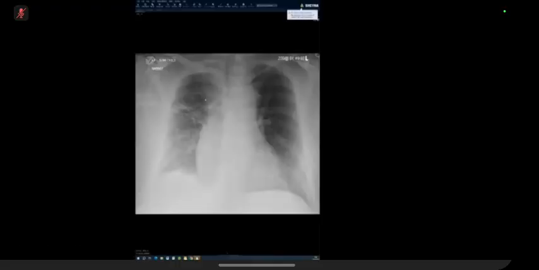So this one, don't worry about the diagnosis straight away. Just focus on going about it the right way. This patient is looking like they're in heart failure. So describe the X-ray for me first.